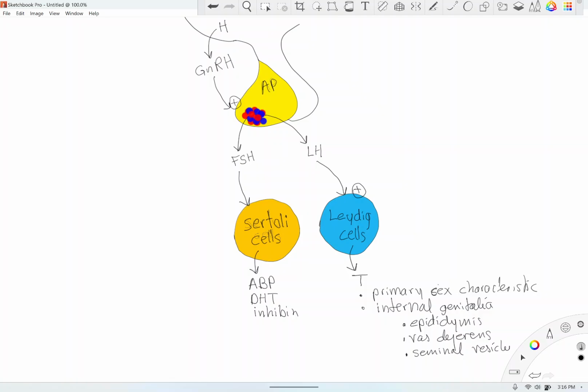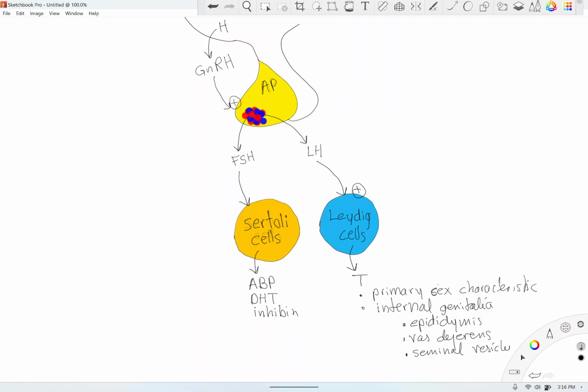So let's talk about inhibin. Inhibin will cause negative feedback inhibition of FSH. So inhibin goes back and acts on the anterior pituitary cells to decrease production of FSH. We discussed inhibin already. Androgen binding protein, we already discussed. It binds testosterone and keeps it.